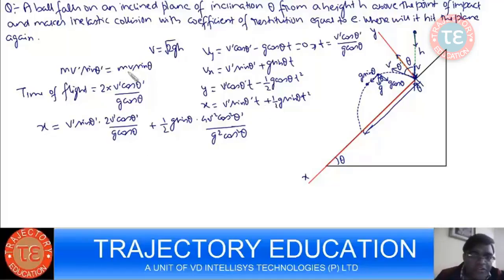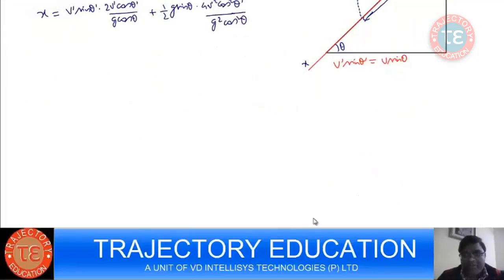Now from here we are getting something, right? You got one equation only. We need one more equation, in fact. One more equation is going to come from e. You got one equation as V' sin theta' equals V sin theta, and need one more equation.